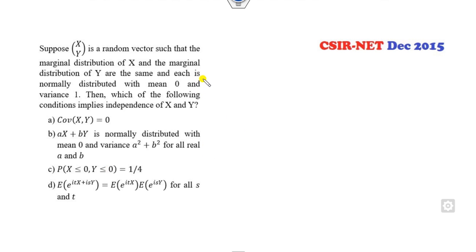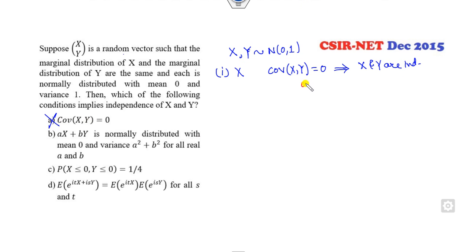X and y are random variables such that the marginal of x and marginal of y are normal distributions. Then which of the following conditions implies the result? First option is definitely discarded. Why? Because he said covariance is 0. This implies x and y are independent. So this happens only if x and y are jointly normal distribution. But you can see these are random variables. It is not given that they are jointly normal. So first option is cancelled out.